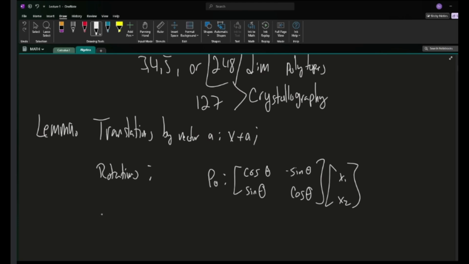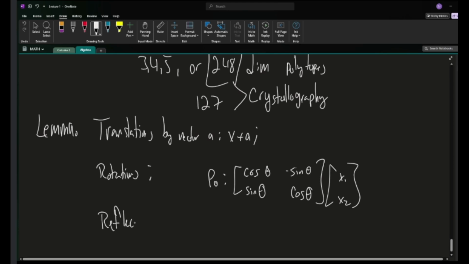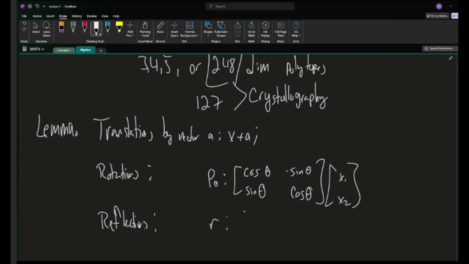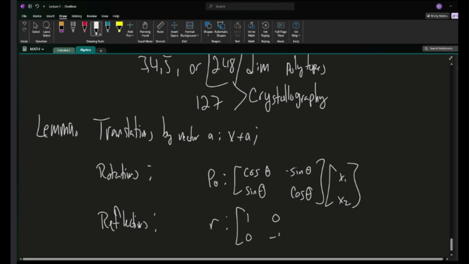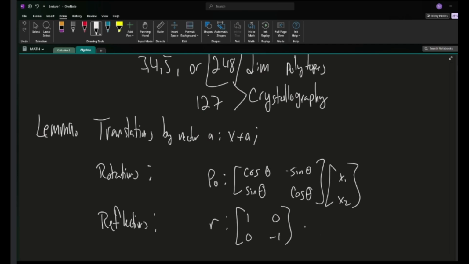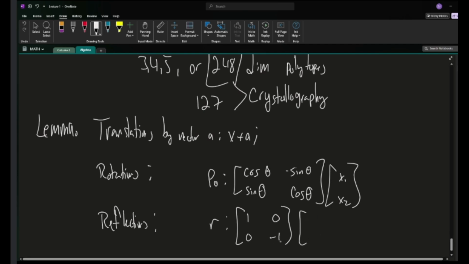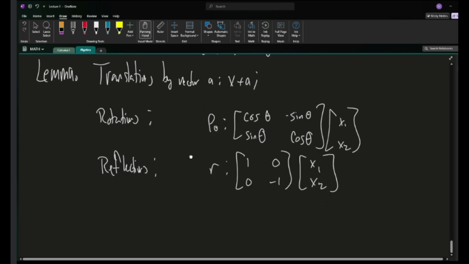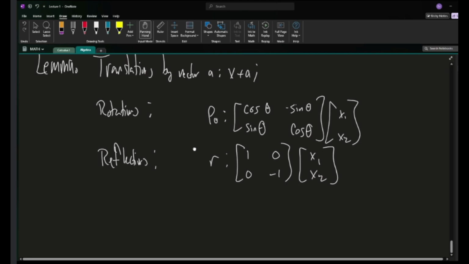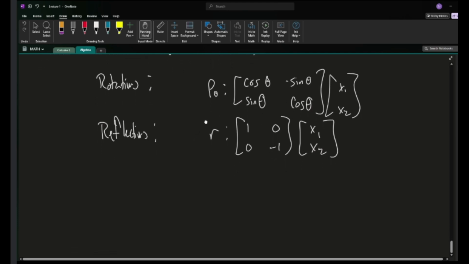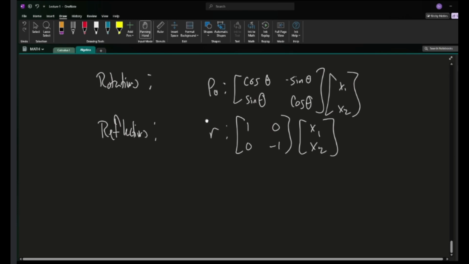And then we could also do reflections, denoted by R, and we only have one element in this reflection, which is just 1, 0, 0, -1, which is similar to the identity map, except for reversing the last entry. And that's your three different types of rigid motions that we're specifically looking at.